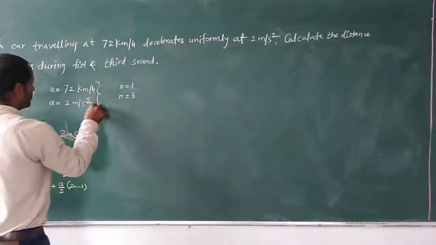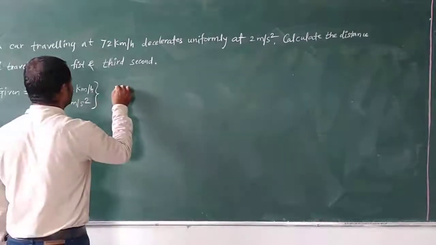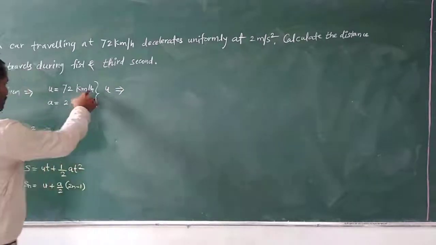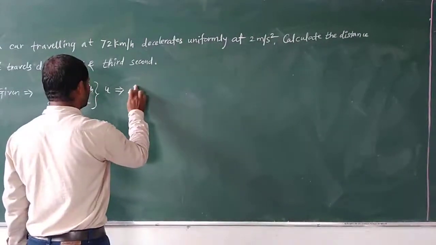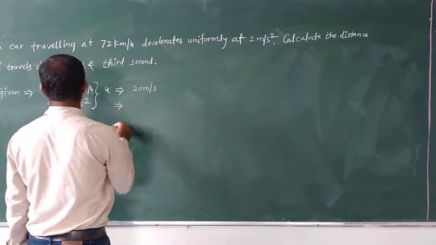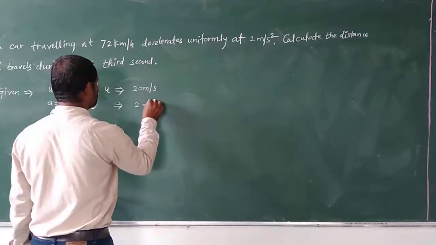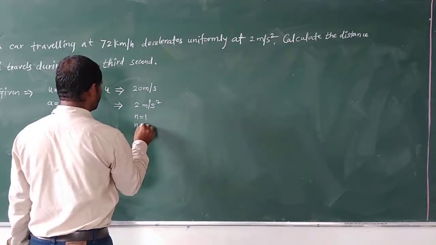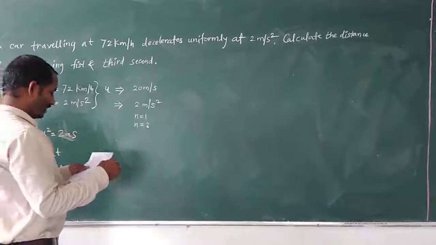तर हे दोन्ही युनिट डिफरंट आहेत. तर आपण याला पहिला कन्वर्ट करूया. किलोमीटर पर आवर इंटू मीटर पर सेकंड मध्ये कन्वर्ट करायचं आहे. So u is 20 meter per second and a is 2 meter per second square. And we know n is equal to 1, n is equal to 3. Then what do we have to find here?